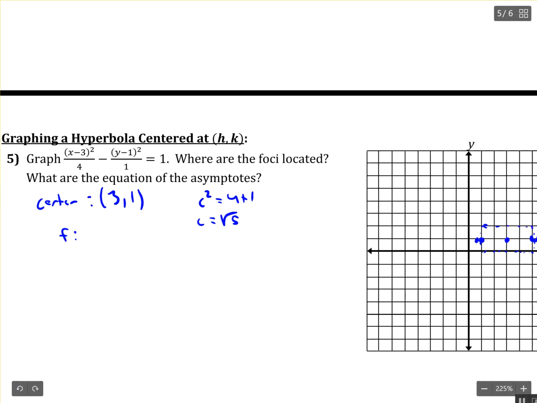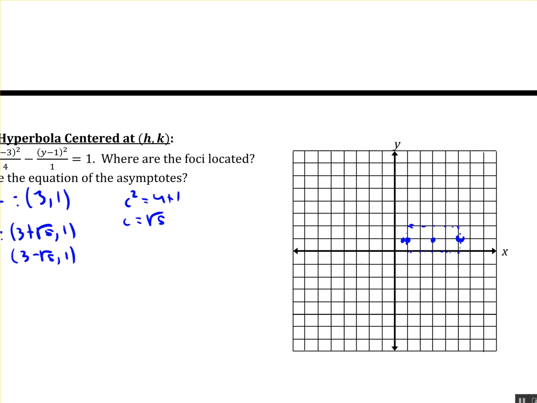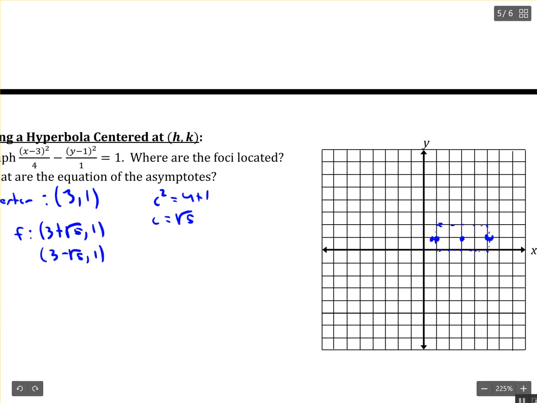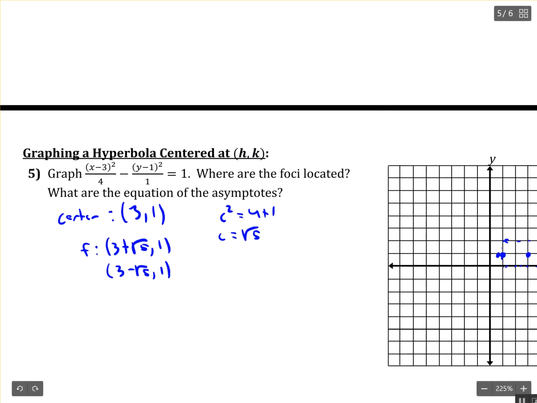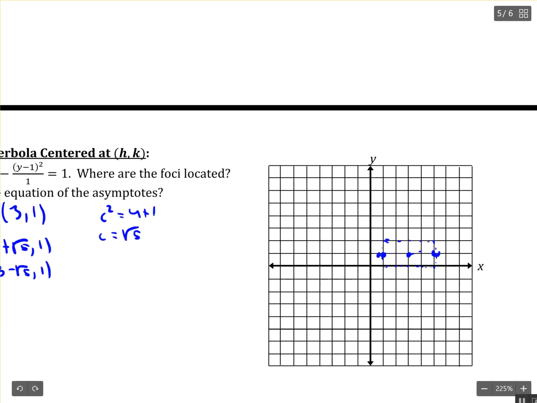And so if I look at this, my foci are going to be 3 plus root 5, 1, and 3 minus root 5, 1. All right, I'm starting at 3, 1. I'm just going to add root 5 to get that way, subtract root 5 to go that way. Again, that's what's in this stuff up here, but I'm not using that at all. I'm just thinking going right and left. Right is adding, left is subtracting, and we're done. So, not done with the problem though. All right, so we got our foci, and we've got our asymptotes.